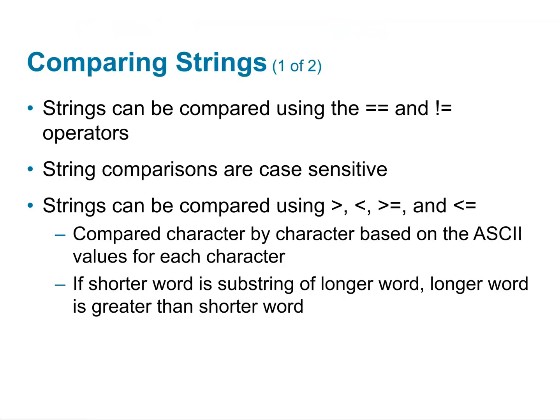So, when we want to compare strings, they're lexicographically compared. And they're case sensitive. What this means is we can compare with greater than, less than, greater than or equal, equal, and not equal. And they're compared character by character based on the ASCII values. If one word is shorter than the other, the longer word wins. So if we have short word and short words, short word would win.